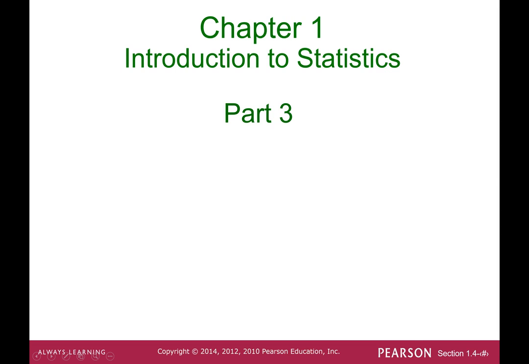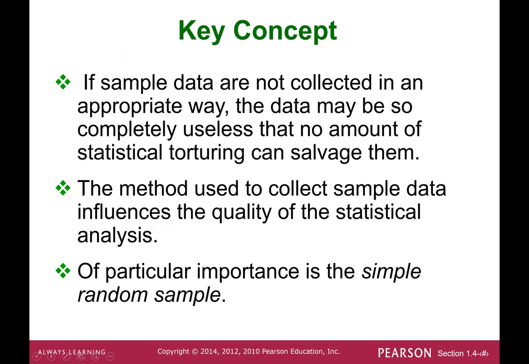In chapter 1, Introduction to Statistics, let's explain some more important terms in statistics. If the sample data are not collected in a proper way, meaning you do not pick a simple random sample, then the data may not be useful at all. Basically, you cannot use data coming from a sampling method that is not proper.